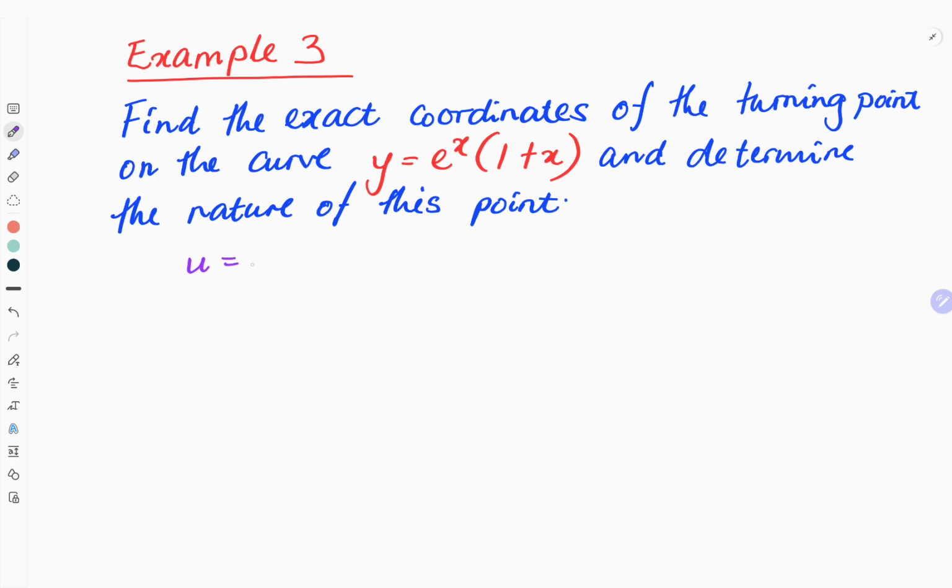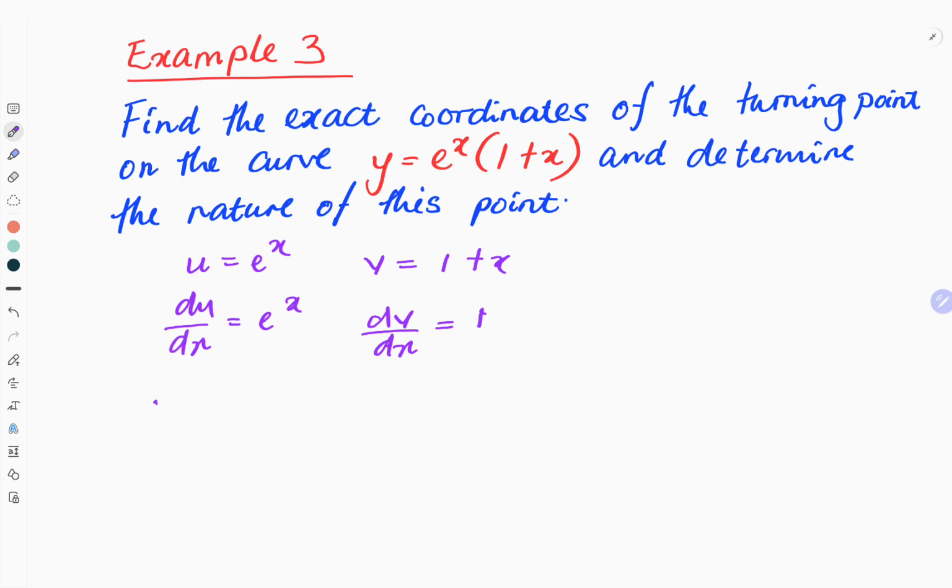So we let u is equal to e to the power of x, and our v is equal to 1 plus x, and du/dx, in this case, will just be equal to e^x, and dv/dx will just be equal to 1.